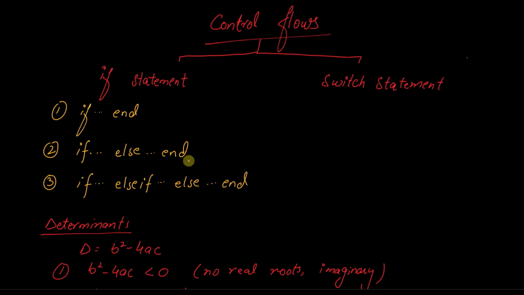Today we are going to discuss the second statement, that is the if, else and end statement, with the help of an example. In the previous video we discussed the if and end statement with the help of an example, that is about the determinant, and we used the first condition of no real roots. Basically, when the determinant is less than 0, you come up with imaginary results.